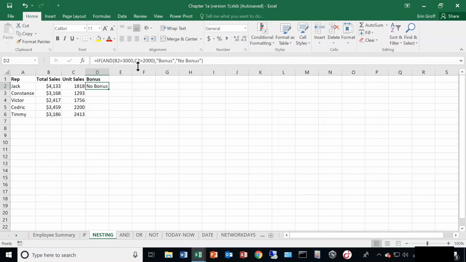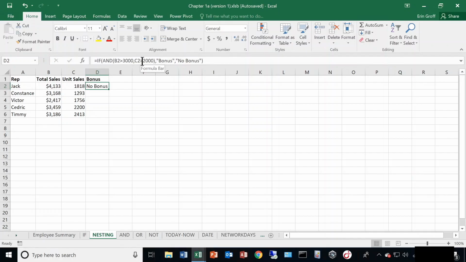The second argument of the AND function is C2 greater than 2,000. Is the unit sales greater than 2,000? 1,818. That is a no, so that returns a value of false. So inside our AND function, we have a true value and we have a false value. Remember, any one argument being false automatically makes the whole entire AND function false as well.